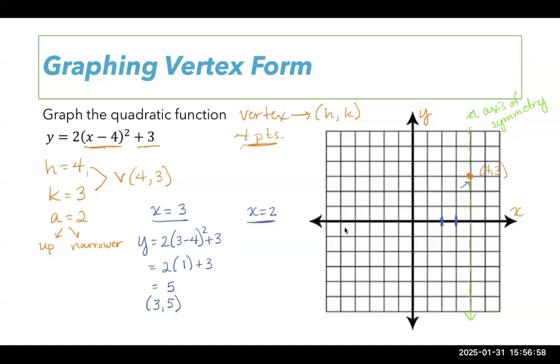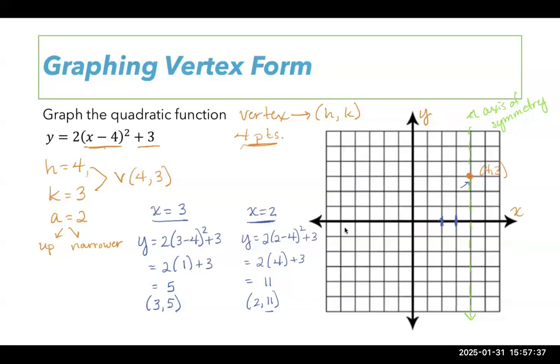When x is equal to 2, if I do the same thing, substitute the 2 in for x. Now I have 2 times 2 minus 4, which is negative 2, squared, which will be 4. So 2 times 4 is going to be 8. 8 plus 3 is going to give me 11. So I have another point at 2, 11. Now notice here, this 11 is not going to fit on my graph with a scale of 1.